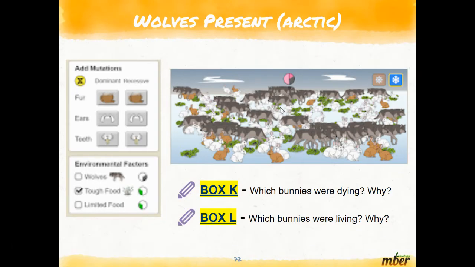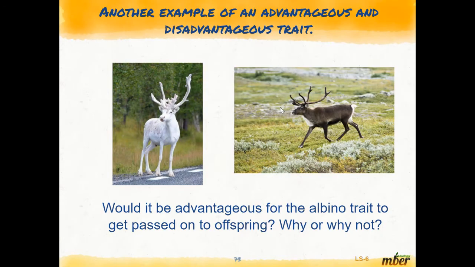Next, wolves present in the Arctic. Which bunnies were dying? Why? And which bunnies were living? Okay, fill those out. So here's another example of an advantageous and disadvantageous trait.